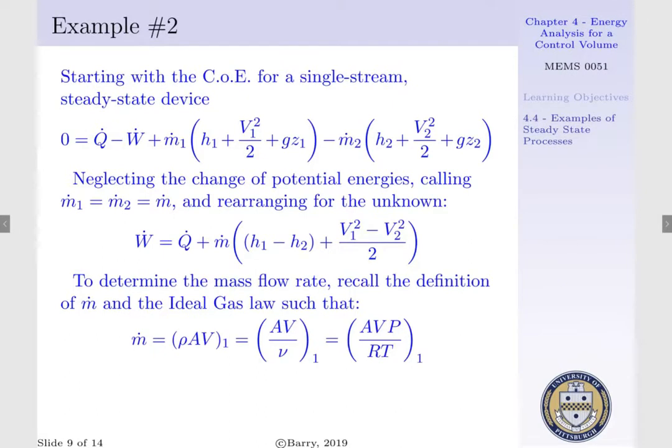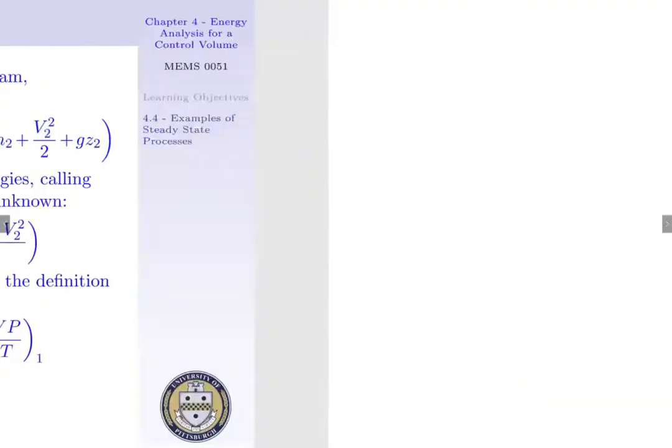Our mass flow rate can be found by recalling our definition of m dot and the ideal gas law. Our mass flow rate is equal to our density times cross-sectional flow area times velocity. We evaluate it at our inlet, we'll re-express this as our cross-sectional flow area times velocity per our specific volume evaluated at state 1. Recall for the ideal gas law, P times our specific volume is equal to our gas constant times temperature, and we can substitute in RT per P for our specific volume, such that m dot becomes our cross-sectional flow area times velocity times pressure over our gas constant times temperature.